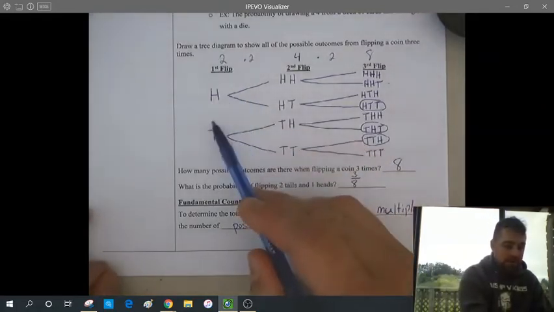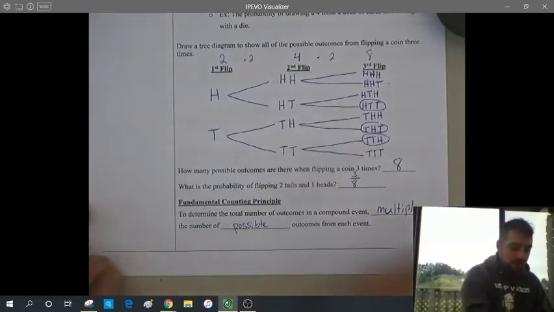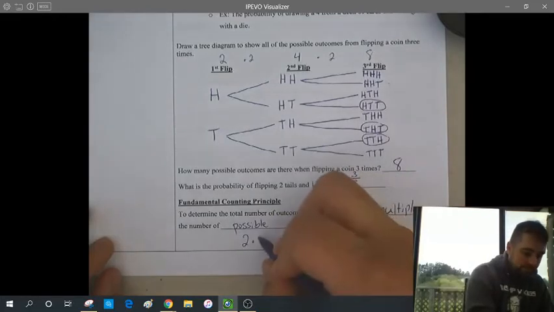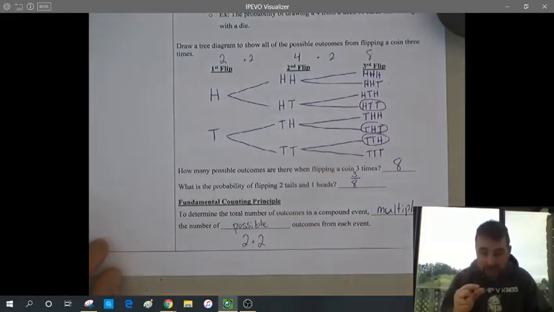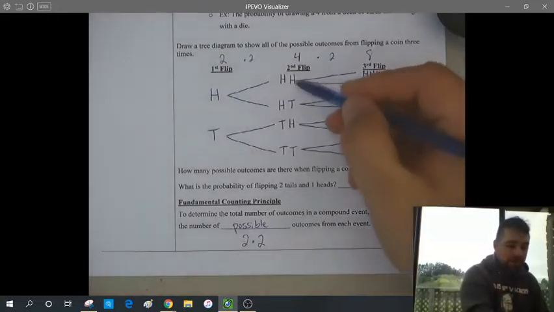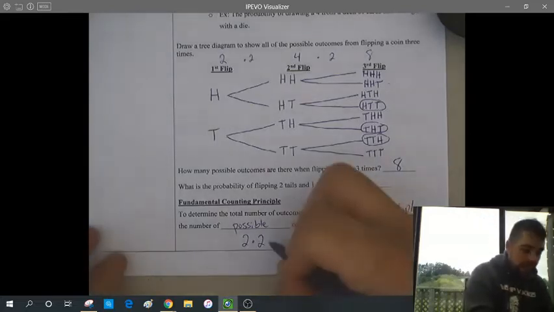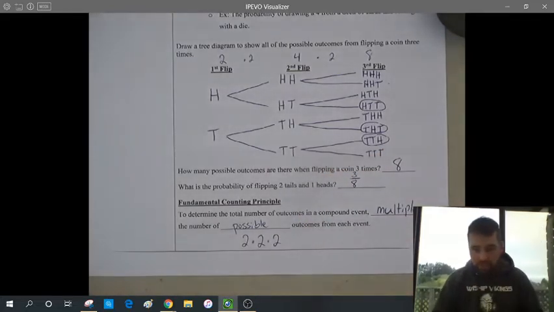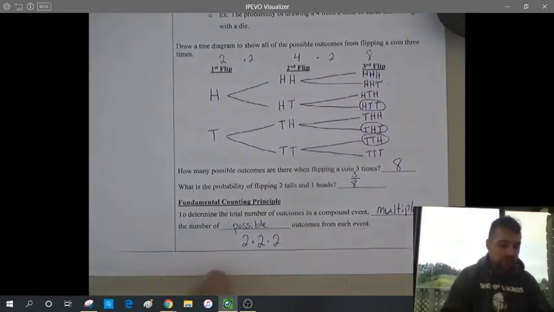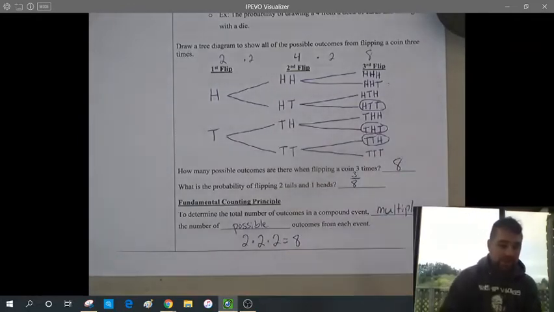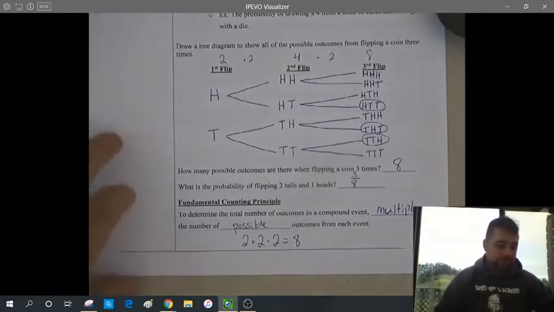So up here, the first flip had 2 possible outcomes. Multiply that by the number of possible outcomes from the second flip, which independently, so I know there were 4 possible outcomes here total for the second flip, but flipping the coin itself the second time, there's 2 possibilities that can come up. And then the same thing for the third event. Flipping the coin once again has 2 possible outcomes. So all together, 2 times 2 times 2 gives us 8, and that's how many total possible outcomes we have.